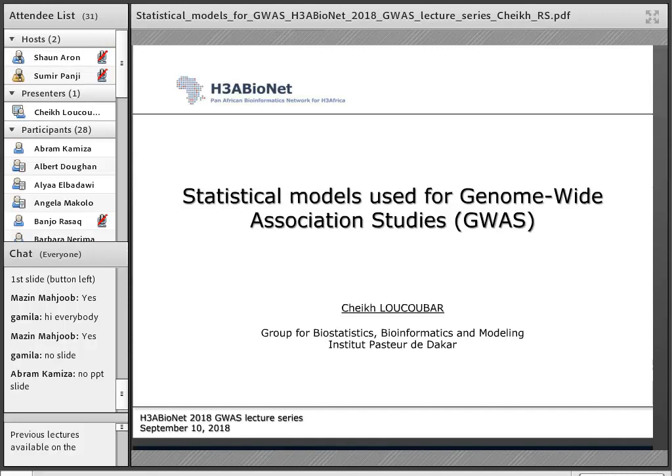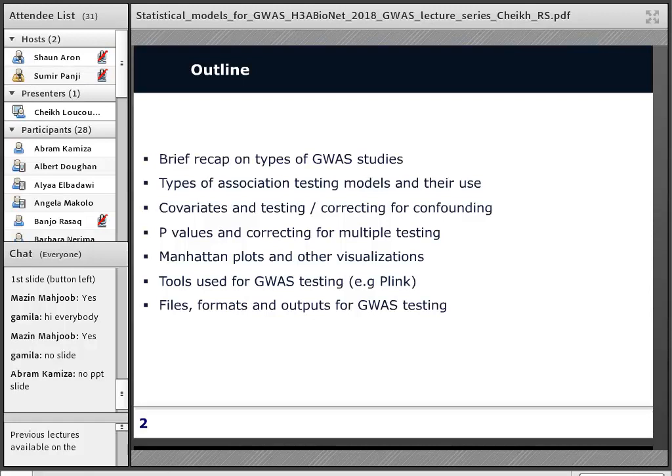So this is a brief outline. I will first give you a recap of the types of GWAS. I think you already saw that with Professor Michel Ramsey in the second talk. I will make a brief recap on that, and then I will show the types of statistical association methods that are used depending on the different types of GWAS. Mainly it will depend on the design and the nature of the variables.